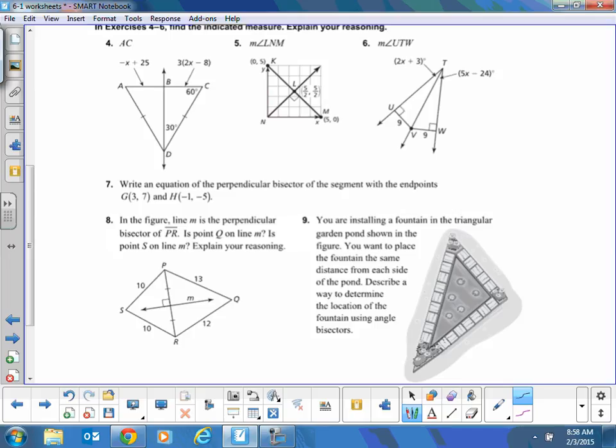We've got 4 minutes. Let's do this one right here. If you want to place a fountain the same distance from each side, describe a way to locate the fountain using angle bisectors. If you use the angle bisector of each angle, so that it divides each angle into 2 equal parts, then where those angle bisectors intersect is called a point of concurrency, which we'll study in the next section. Where those angle bisectors intersect will be equidistant from the sides of the triangle.